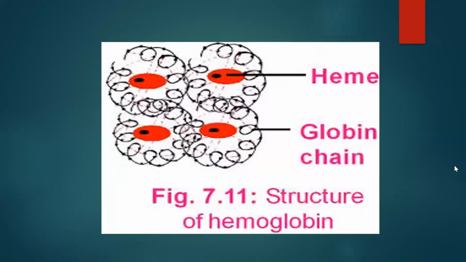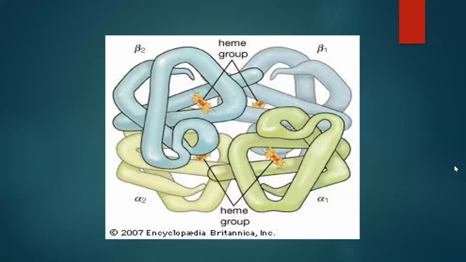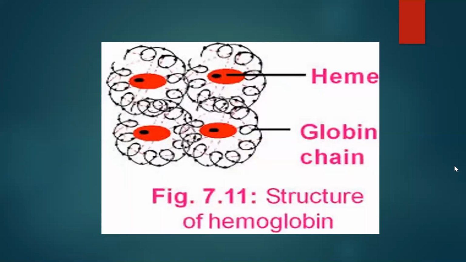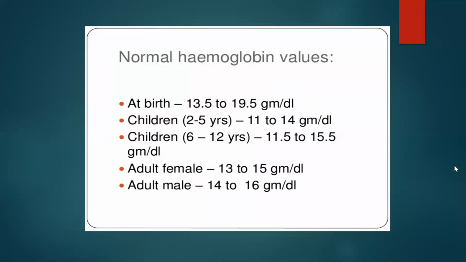But that was the complicated, the real chemical structure, and this is a very simplified structure. You can just check here the round globulin chain. The globulin chain is at the boundary, and the heme group is in the center. So this is the simplified structure, just to make you understand what the structure of hemoglobin is, a simplified one.